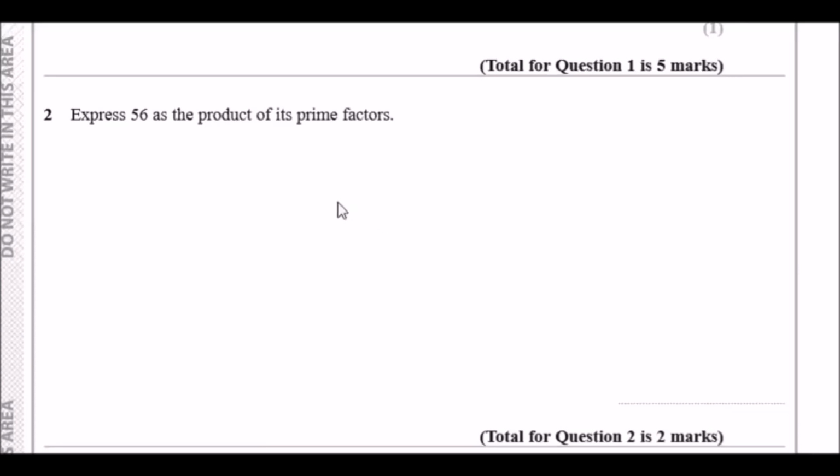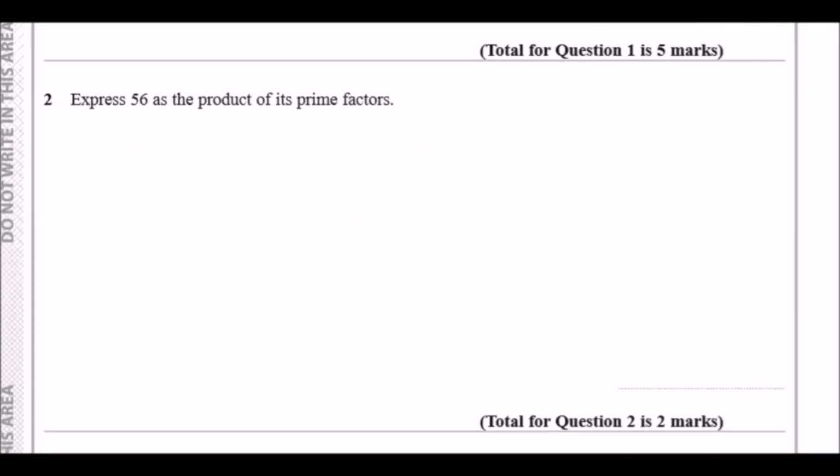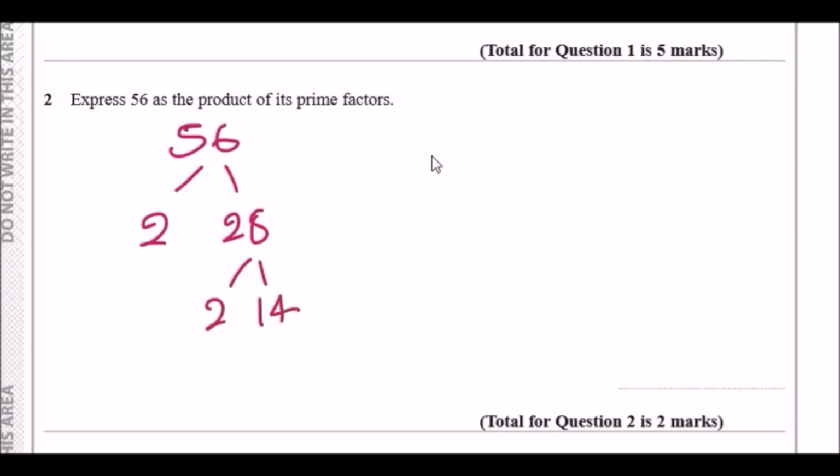Right, what do we have here? So express 56 as a product of its prime factors. Okay, so what do we have? First things first, write down 56 and then just use the factor tree method and start breaking it apart. One thing about 56, we know that it's an even number, so break into 2, so it'll be 2 times 28. That's the first thing. Break down 28 is 2 and 14. Break down 14 is 2 and 7. And that's it.